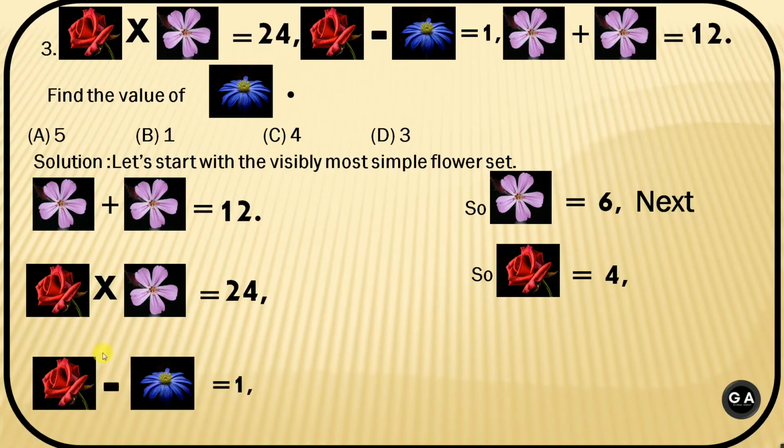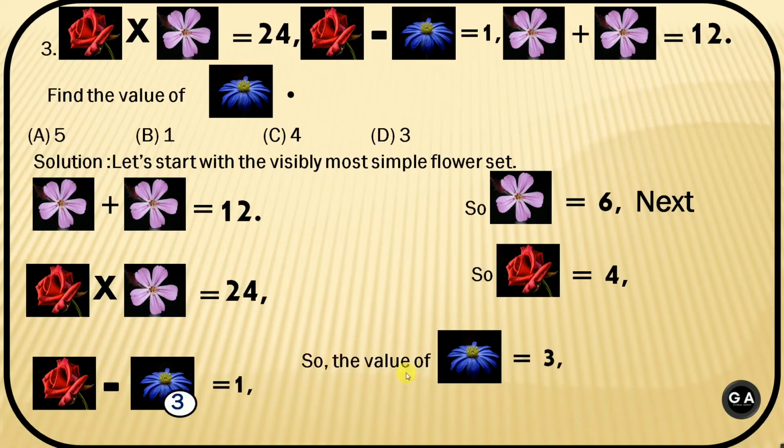Then this red flower minus this blue flower equals 1. Now we have to find the value of this blue flower, and we already know that the value of this red flower is 4. So the value of this blue flower should be 3 because 4 minus 3 equals 1. So the value of this blue flower equals 3. So the correct answer is option D.